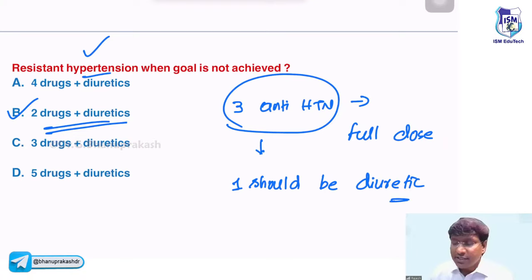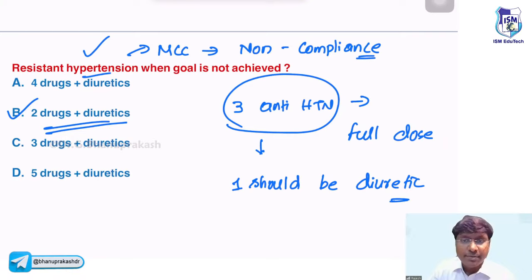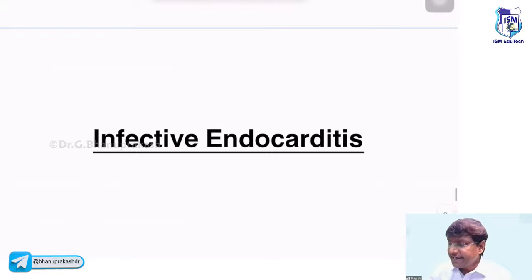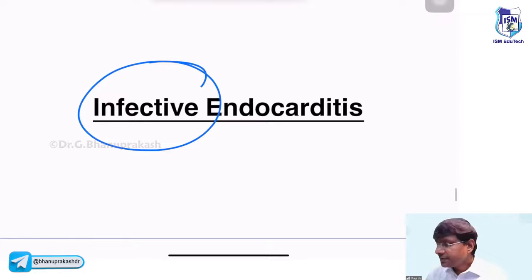And what is the most common cause of resistant hypertension? The most common cause of resistant hypertension will be non-compliance. Okay. So that was about the topic of hypertension. Then the next important thing in cardiology that we will be discussing is infective endocarditis.